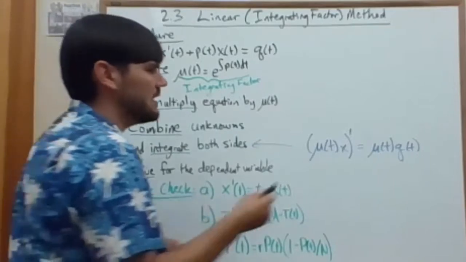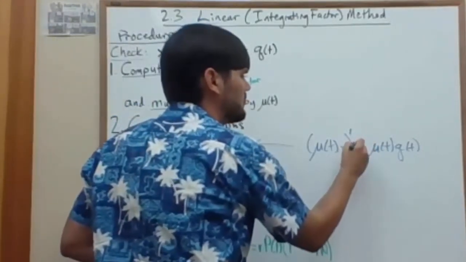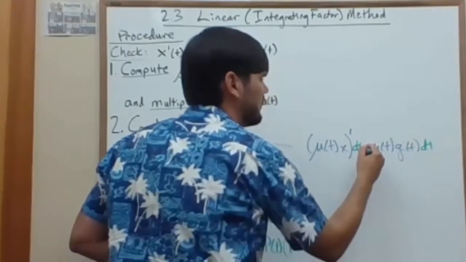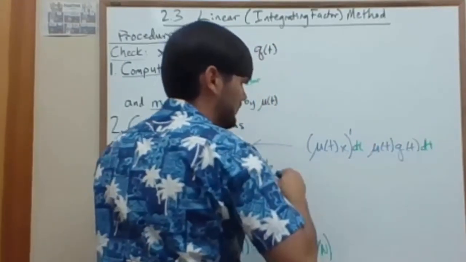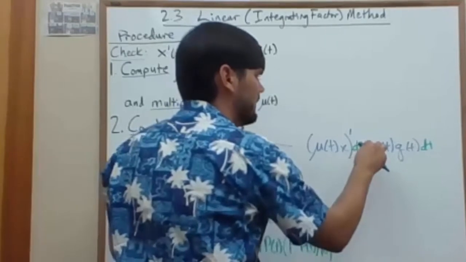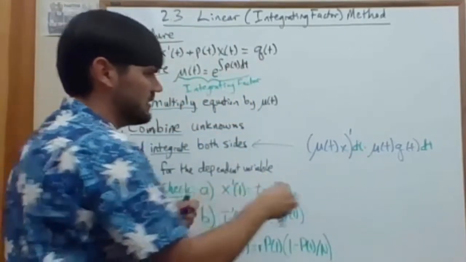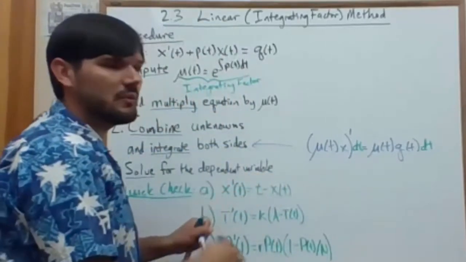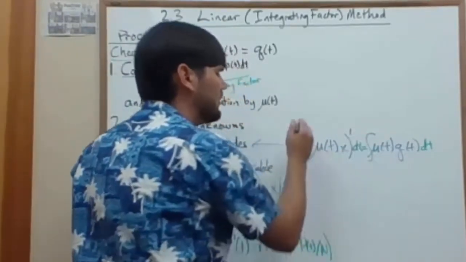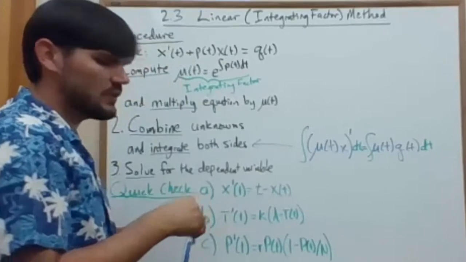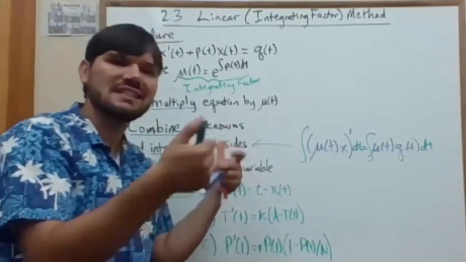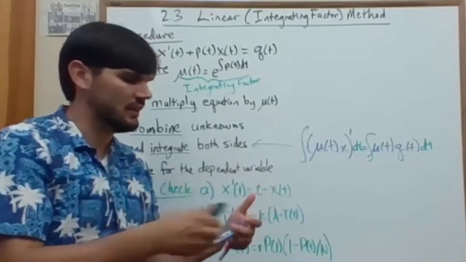To integrate both sides, we will multiply each side by dt, the small change in time, and then we will integrate over those small changes. So unlike the separable method, we are integrating in terms of the same variable on each side.